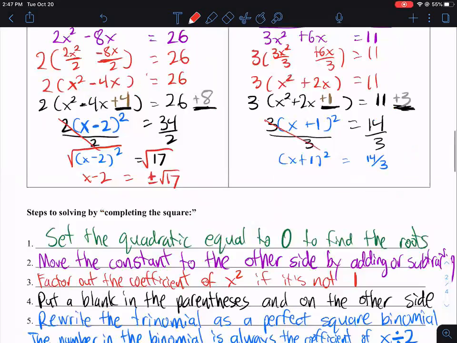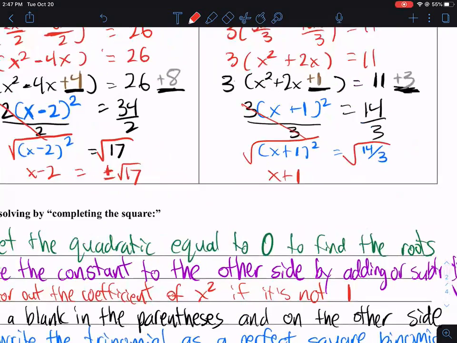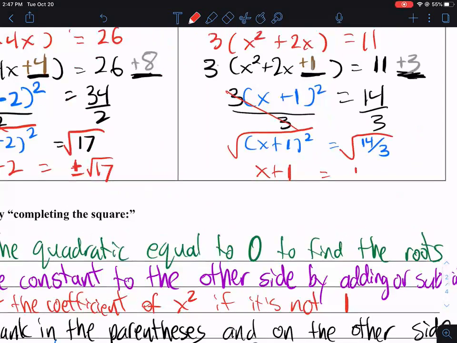Okay, so on the other side, same thing, square root both sides. All right, that gets rid of the parentheses and it gets rid of the squared. But on the other side, we can't really simplify, so we just leave it.